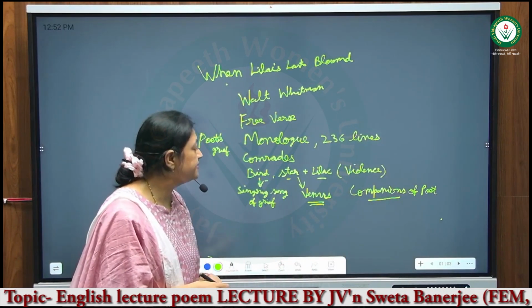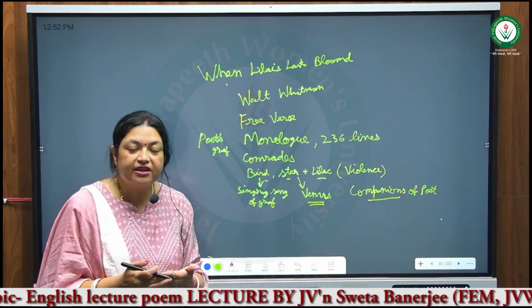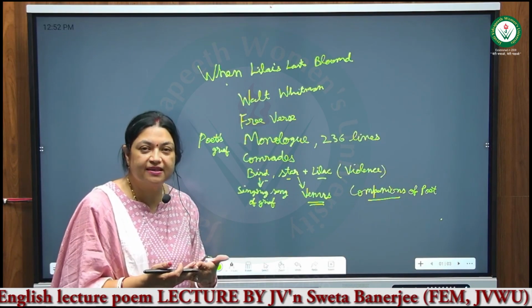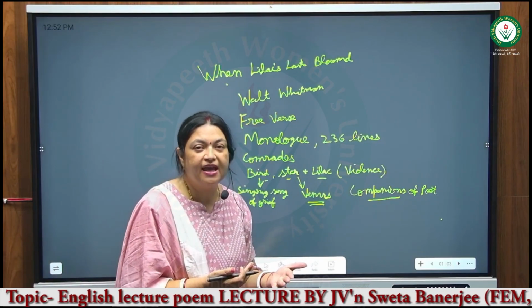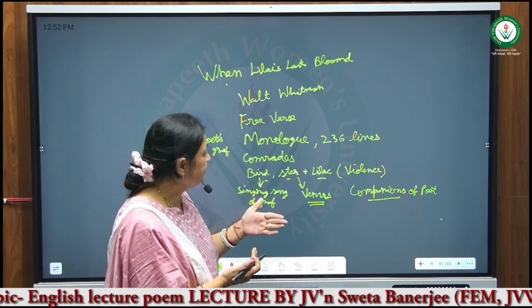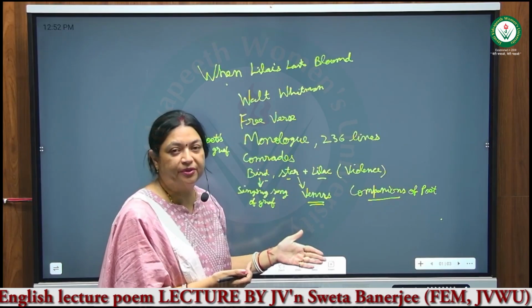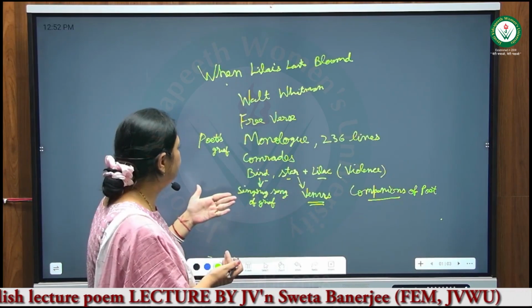Why companions? Because these three are representing the poet's grief, the sadness with which he is going on, and the reason why he has written this poem, When Lilacs Last Bloomed.